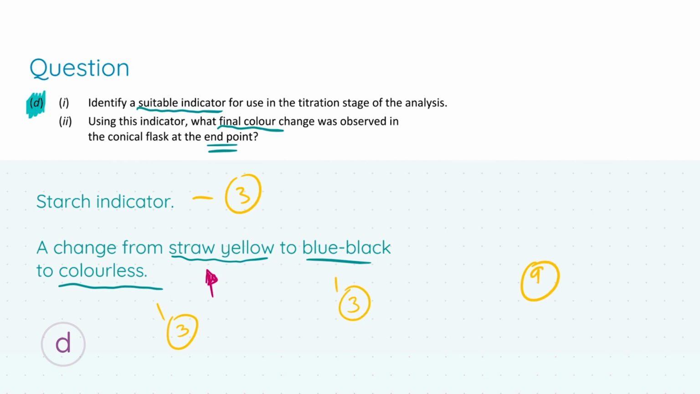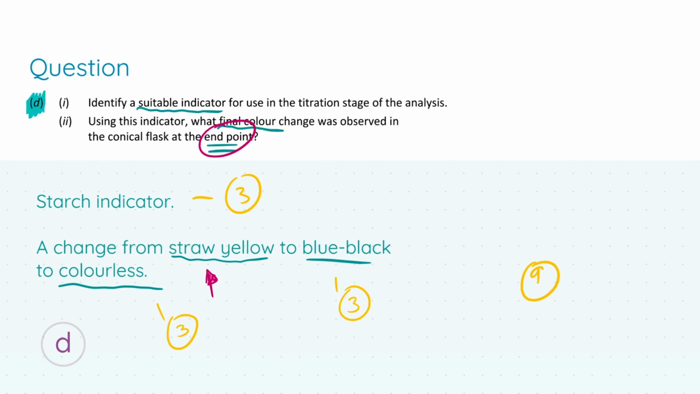Now, important thing to know here, you actually don't really need the original colour, the straw yellow, but just to give you guys a more perfect picture of what's actually happening during the reaction. It goes from the straw yellow to bluey black and to colourless. The reason you only need the last 2 is that if you go back to the start of the question, it's asking us for this endpoint.